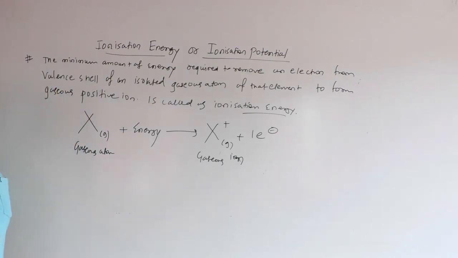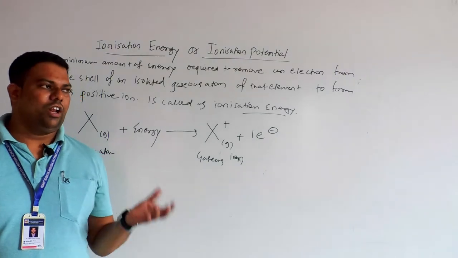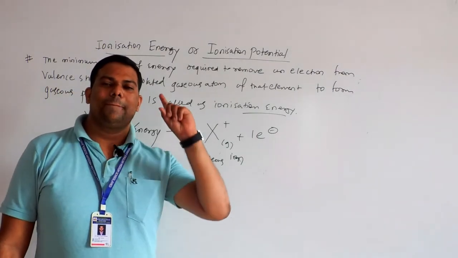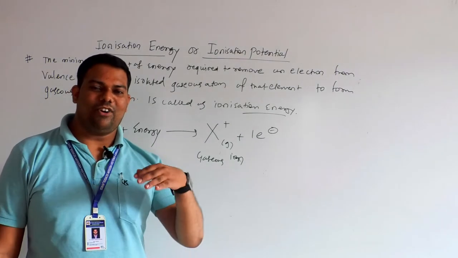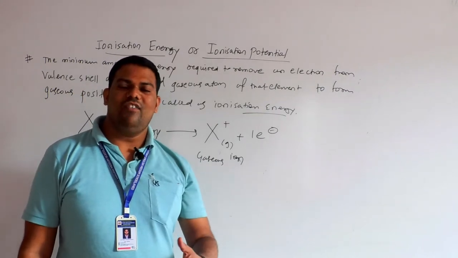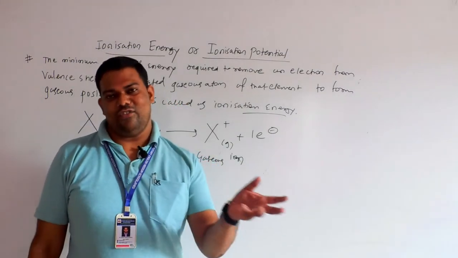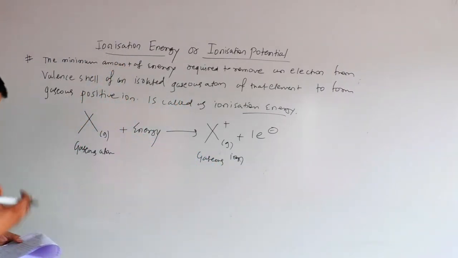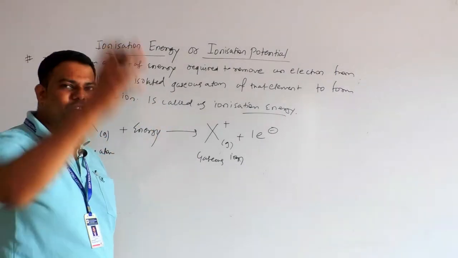Suppose the energy required to remove only one electron, we call it the first ionization enthalpy or energy. If we have to remove a second electron from that isolated gaseous atom, we call it the second ionization enthalpy or energy. And if we remove a third electron, it is the third ionization enthalpy or energy. Like that, first, second, third, and so on.